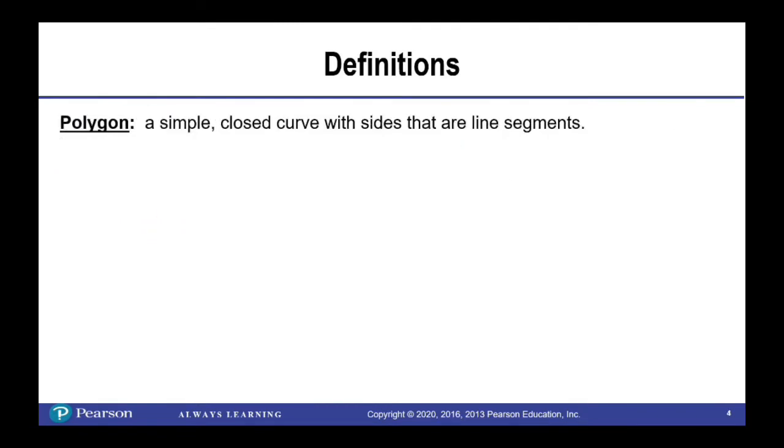A polygon is a simple closed curve made up of line segments. So, simple means it doesn't cross itself. Closed means it starts and stops at the same point, and we have line segments. These two curves are polygons.